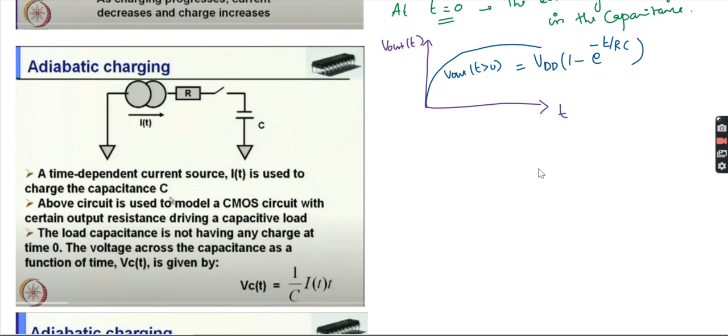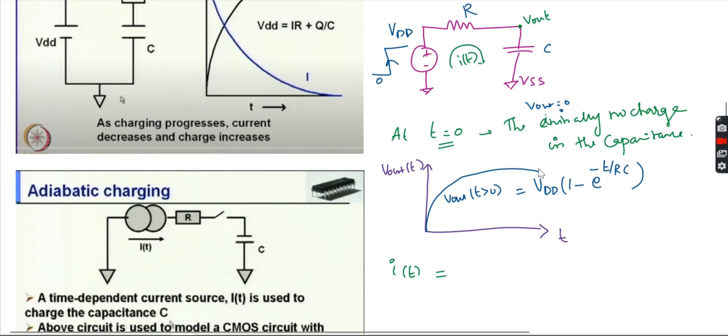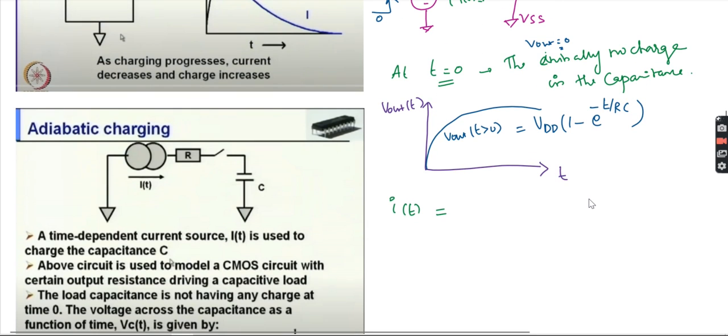So let me say at t is equal to 0, the current starts to flow. Initially at time t equal to 0, the capacitor does not have any charge and therefore the voltage across the capacitor will be 0. That is what we see already. Then how much current flows? So simple, I of t is equal to, from the circuit, the current is flowing through R. So I is equal to V by R. As we know, this is nothing but VDD minus V out of t divided by R.